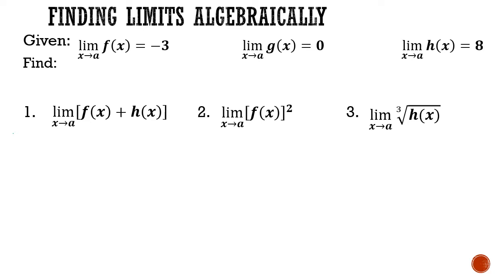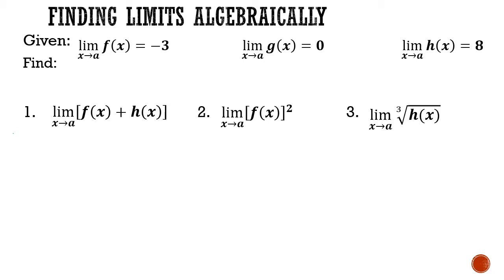Finding limits algebraically. We're given three limits, all as x approaches a, but on three different functions. So you're given that the limit of f of x as x approaches a is -3. The limit of function g of x as x approaches a is 0. And the limit of function h of x as x approaches a is 8. So first of all, we want to find the limit of f of x plus h of x as x is approaching a.